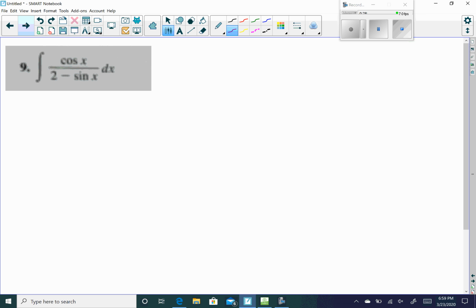All right, for this one, I'm going to let u equal the denominator. So that du over dx is going to equal a negative cosine x. And that du over negative cosine x equals dx. This is an indefinite integral, which is good. We don't have to worry about changing any values here.